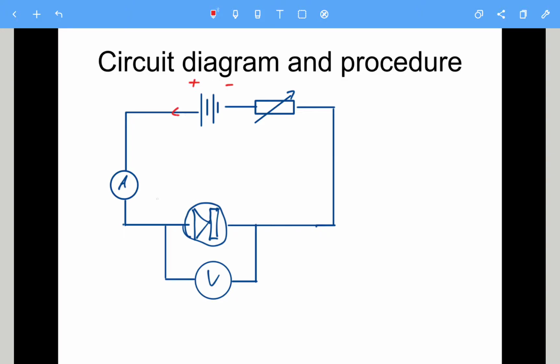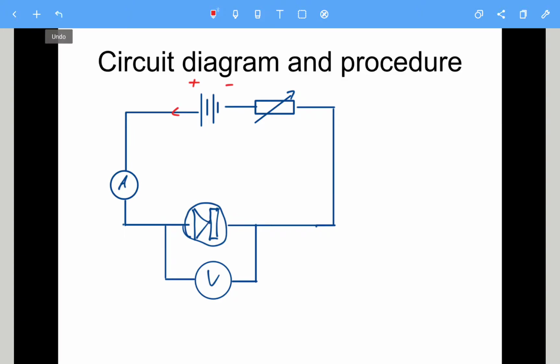So the current will go this way. The reason, just a note, just in case you don't know, the reason that current doesn't go through the voltmeter is because voltmeters have infinite resistance, so it doesn't even try. So the current will go through the diode, and that's okay, because it's going in the direction of the play button.